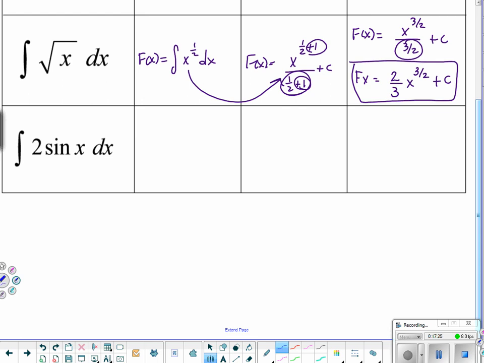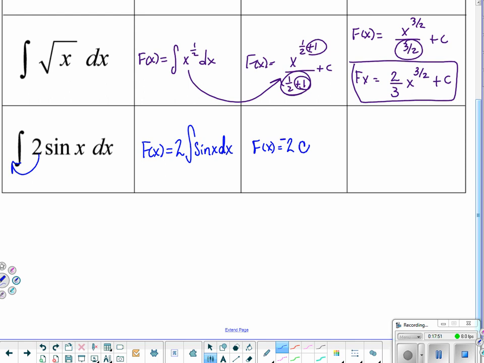This last one's actually going to be pretty easy. We've worked with some of these before. So our function will be, I'm going to move my 2 out front. So 2 integral sine of x dx. The integral of sine. Okay, whose derivative is sine? Well, that would be cosine, but the derivative of cosine gives me negative sine. Oh, that's right. The integral of sine is actually negative cosine.